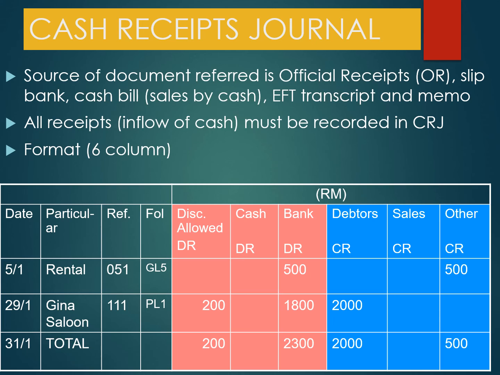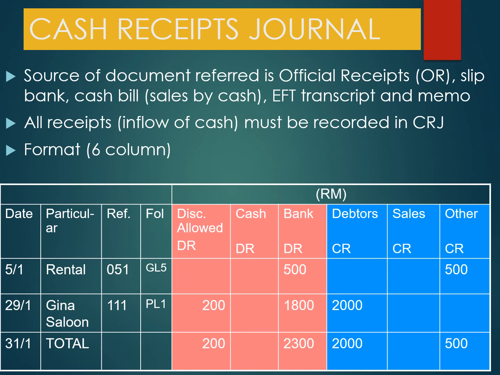Okay, let's say the example of you receive money in terms of rental receipt. So your particulars, you can put rental or rental receipt, and the reference number, probably the official receipt number, and you receive using a check. You receive the check, so you will put the money 500 ringgit in the bank column. If you receive cash in hand money, you will put it in the cash in hand column.